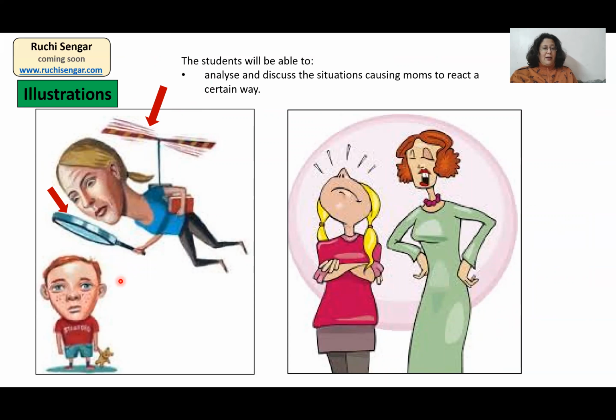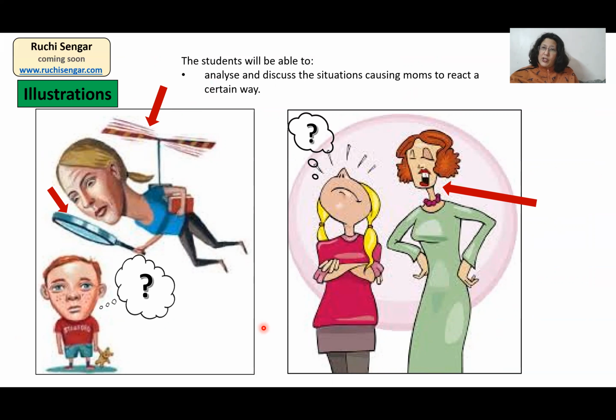Look at this person's face, he's just all in a daze. And then you look at this reaction, look at the difference in reactions of both the children. And what do you reckon the mother is actually saying? What is the situation here? What are the children thinking really? Are they actually paying attention? So this is exactly where you're leading them to what the poem is all about.